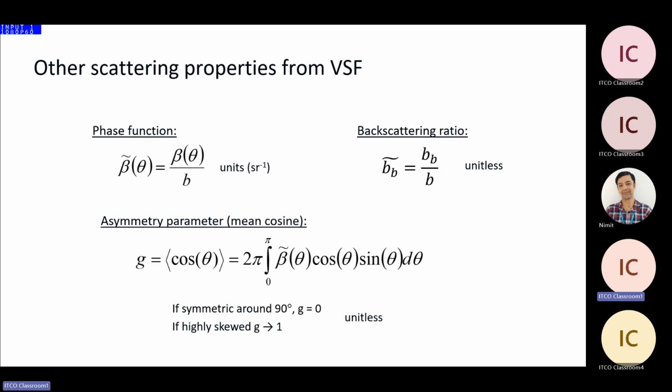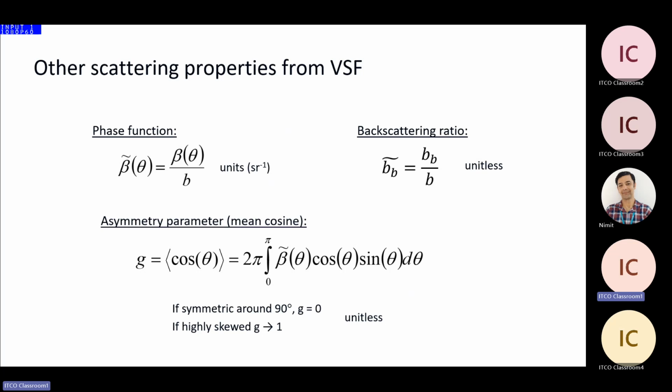So other scattering properties: if you normalize the volume scattering function by the integral of the volume scattering function, the total scattering, it's known as the phase function, and it has units of just steradians. It's a function of angle. And then the backscattering ratio, BB over B. And then there's something called the asymmetry parameter, the mean cosine, and it's a way to take the VSF shape, which can have a lot of different shapes, and consolidate it into one shape parameter. It's kind of crude, but it can be useful in some situations.